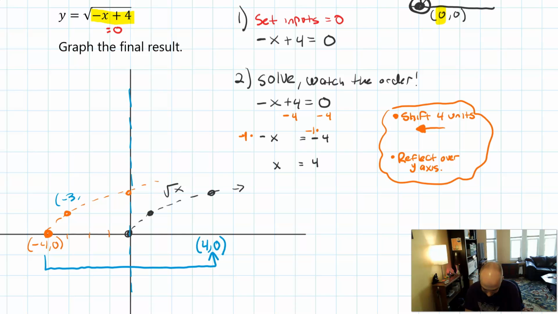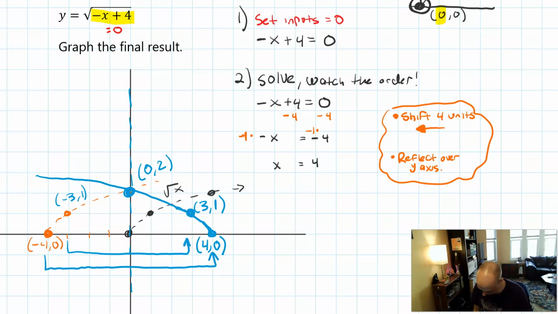Where does -3, 1 go to? It's going to reflect over to, I should plot the point, 3, 1. And so on. The only point that won't change was the point 0, 2 of that orange graph. So here's what the actual, it's easier to draw it this way. That's what the actual graph of square root -x plus 4 should look like.